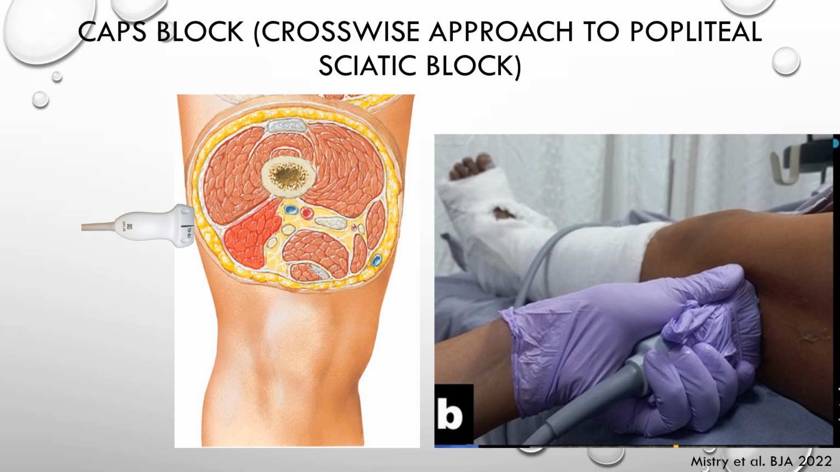A recently described approach to performing the popliteal sciatic block is called the CAPS block, or the crosswise approach to popliteal sciatic block. This is a supine lateral approach to perform the sciatic block in the distal third of the thigh with the patient in the supine position. As the probe is placed on the distal third of the thigh, you'll be able to identify the femoral cortex, the vastus lateralis, and the biceps femoris, with the nerves lying deeper to the biceps femoris.